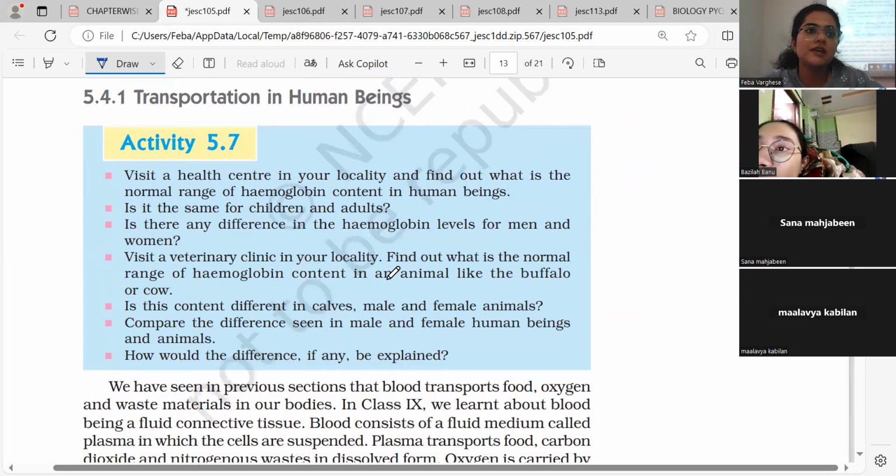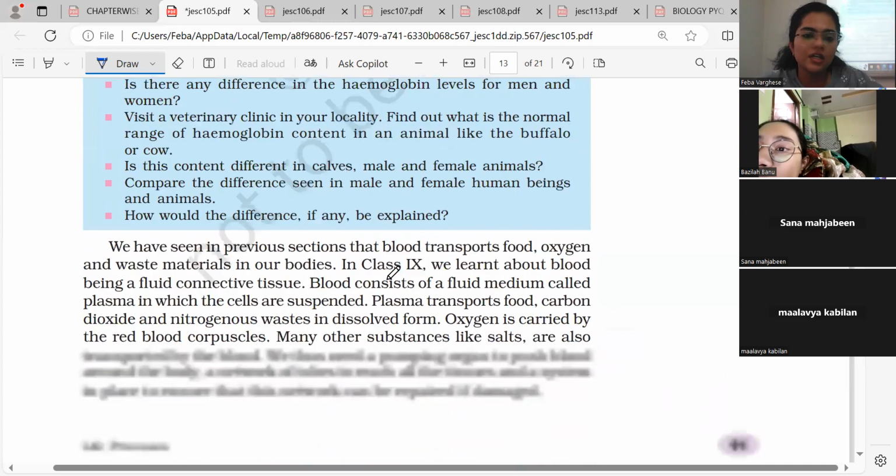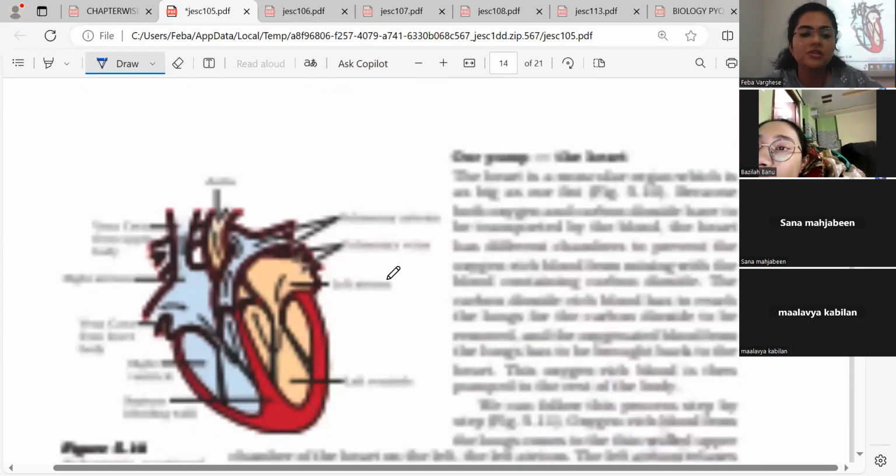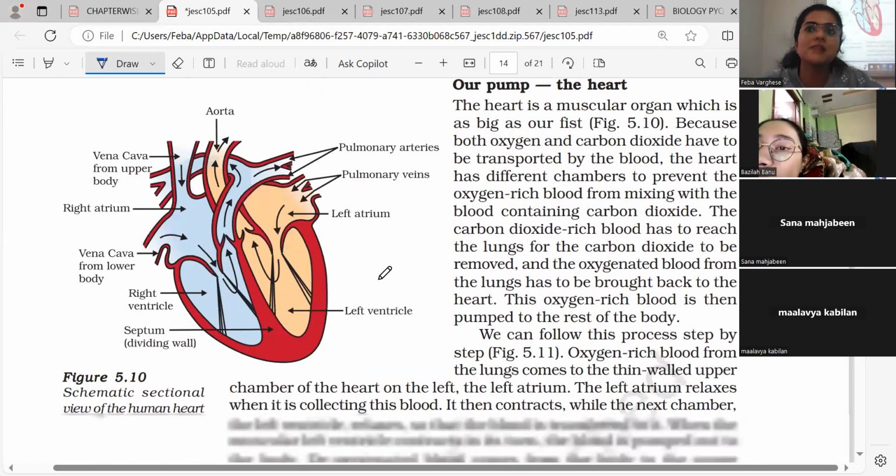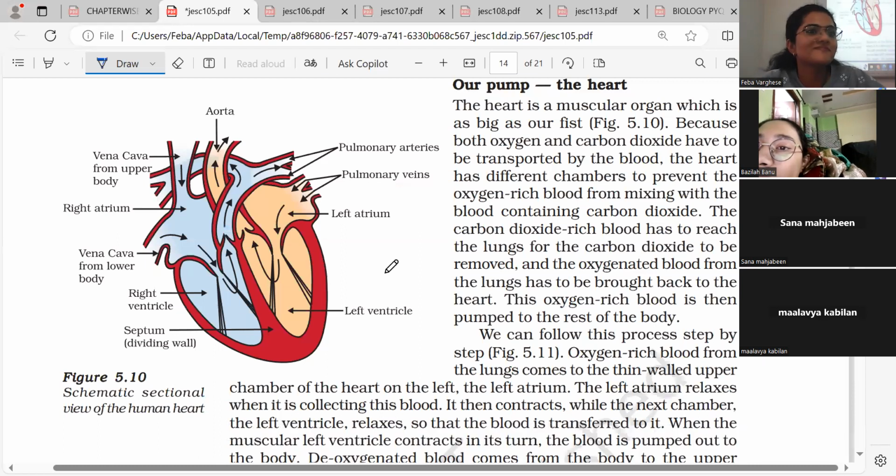Okay. Now about the next life process, that is transportation in human beings. Moving quickly to the heart part. Yes, guys, tell me about the heart. Heart has 4 chambers. We are speaking about the human heart. Human heart has got 4 chambers. Which all are the 4 chambers? Left atrium, right atrium, left ventricle, right ventricle.